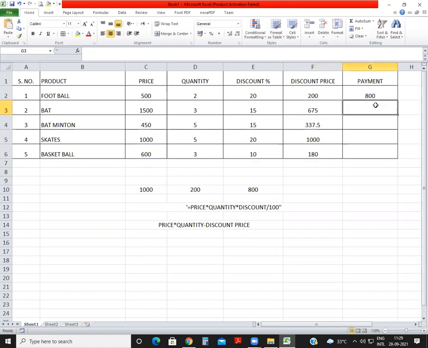Now we have to find the payment option. Equal price multiply quantity and minus discount price. This one. What the answer? Equal price multiply quantity and minus this discount price. This is the answer.